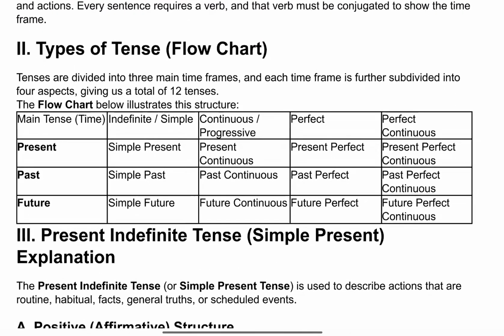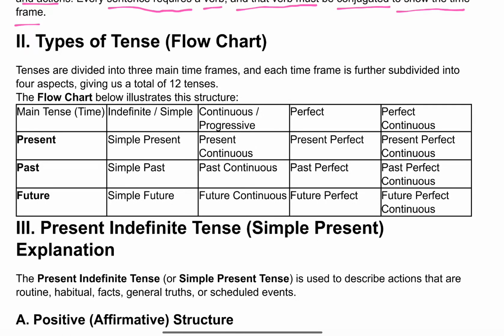We discuss the types of tense through a flowchart. These are divided into three main time frames, and each time frame is further subdivided into four steps, giving us a total of 12 tenses. That means, as an overview: firstly we divide into three main frames, then subdivide into four steps, then 12 total tenses. The flowchart below illustrates this structure. Main tense time. Main tenses: present, past, future.